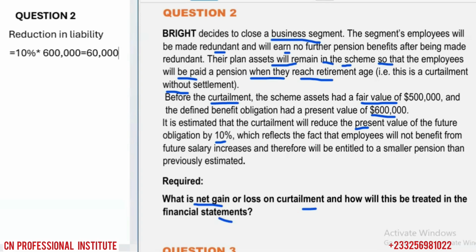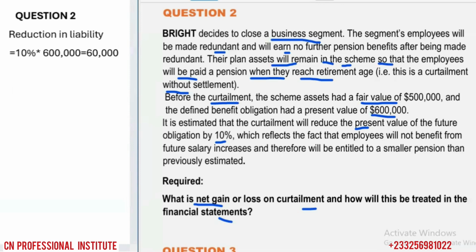The standard says to get the loss or gain on settlement, we have to compare the reduction in the liability to the asset paid to them. Do you know that here no asset has been paid to them? Yes, they didn't pay them anything, right? They just gave us the fair value of the asset to be 500,000. They said their asset will remain with the entity, will remain with the scheme. So nothing has been paid out.